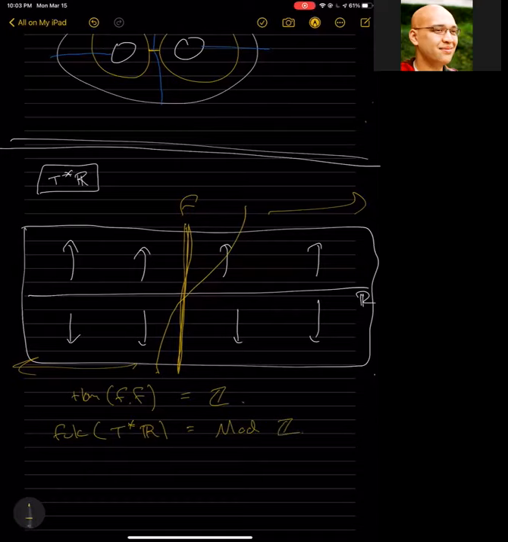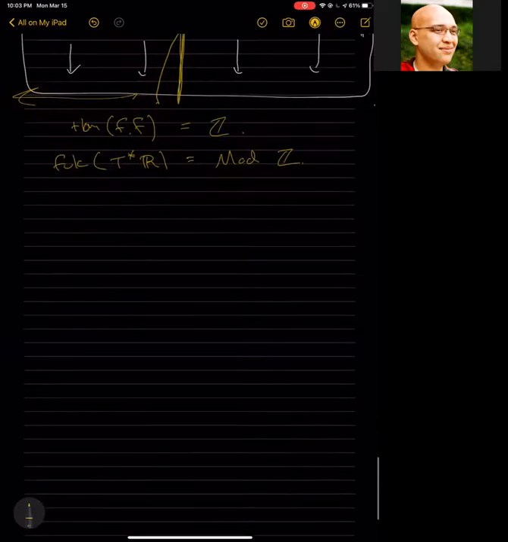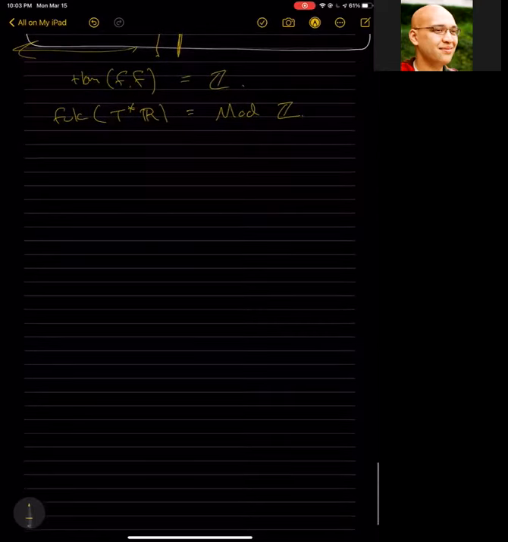I'm not going to make so much of this, but strictly speaking, for the category theorists, I should have said something like the co-completion of this category is mod Z. I always take Ind of all my categories. I'm not going to dwell on that point.